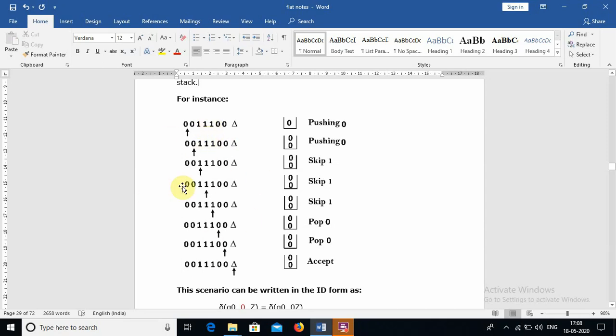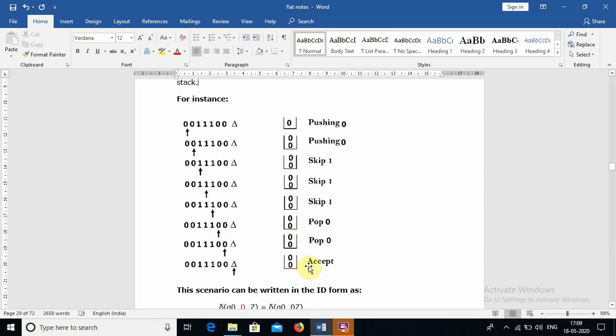So for that reason, the procedure is, we take a stack here. We push the first appeared zeros. Whenever we find the input 1, we skip. That means we don't do anything, like pushing or popping. Whenever we complete the ones and find the next zeros, we do the popping. So for first zeros we are pushing, for second zeros we are popping. Finally we end up with an empty stack.